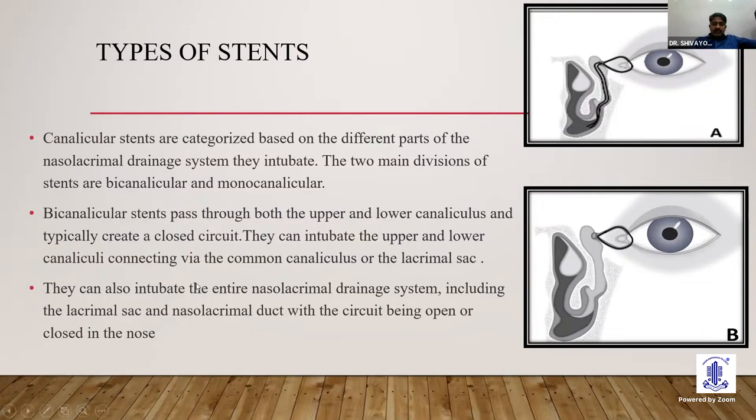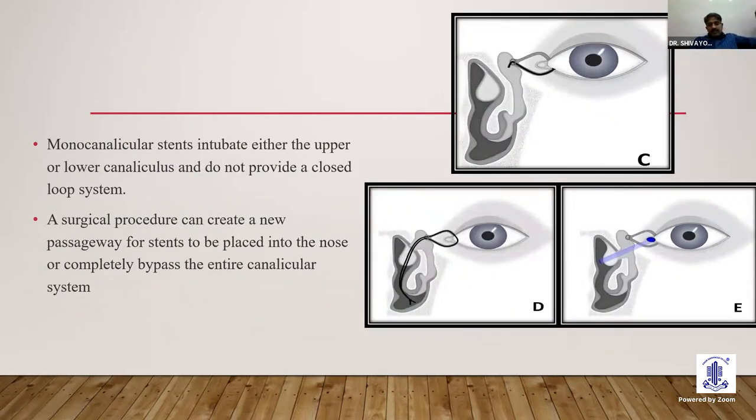They can intubate the upper and lower canaliculi connecting via the common canalicular system. They can also intubate the entire nasolacrimal drainage system, including the lacrimal sac and nasolacrimal duct, with the circuit being either open or closed, as in this case when we intubate a child with a nasolacrimal duct obstruction. On the contrary, the monocanalicular stents intubate either the upper or the lower canaliculus, especially in trauma. In other cases, like a surgical procedure, one can create a pathway for the stent to be placed directly into the nose, as in the case of the Lester Jones tube.